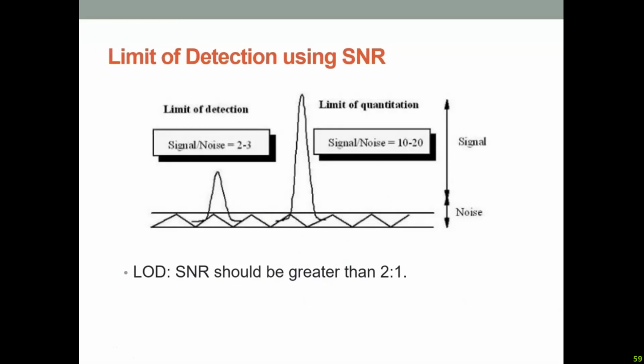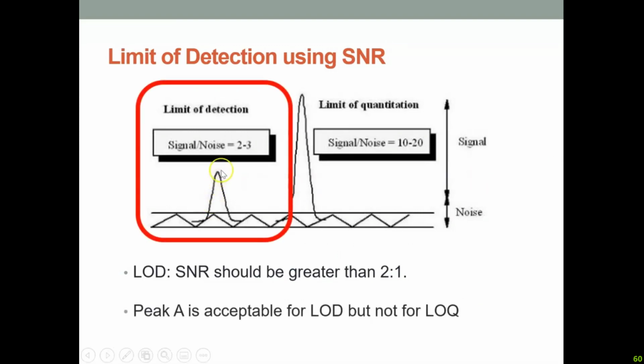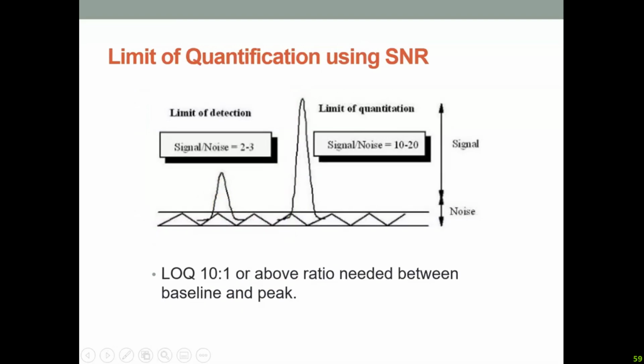So limit of detection using signal to noise ratio. For LOD, your signal to noise ratio has to be greater than 2 to 1. So this is our signal to noise ratio. That tells us that we have an analyte. It's not big enough to be able to tell us how much it is. Peak A is acceptable for LOD, limit of detection, but not for LOQ. We can't quantify it. It's too small.